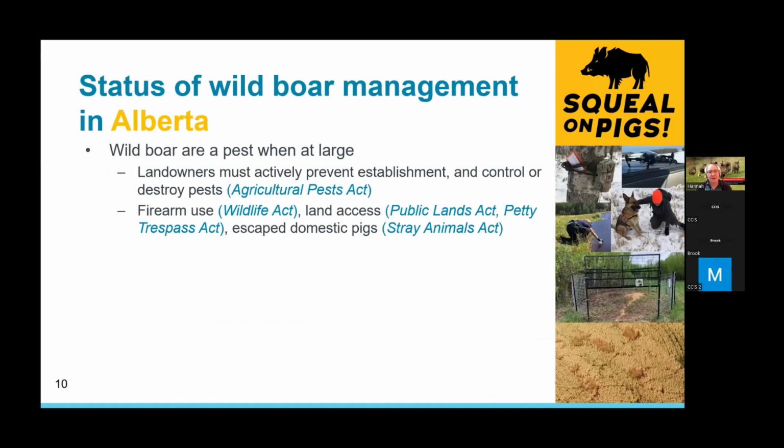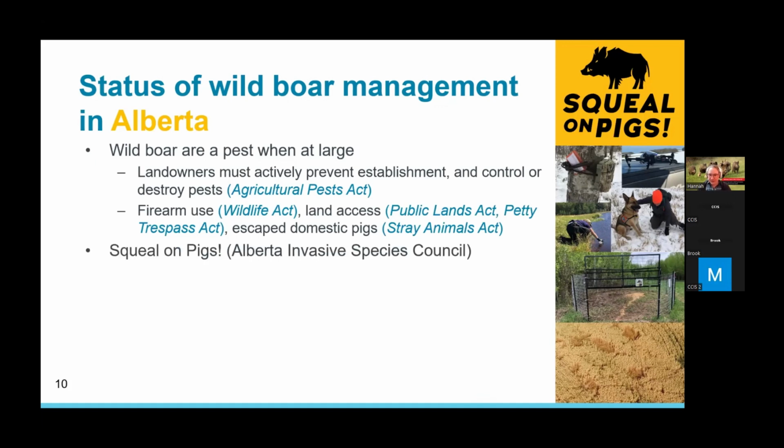So in terms of the status of wild boar management in Alberta right now, they're designated as a pest, which means landowners have to prevent the establishment and control them. This does mean, because they're not wildlife, that it is legal to hunt wild boar anywhere in the province, and there's no license or season required. But people do have to follow rules about firearm use under the Wildlife Act and, of course, get permission to access land. And then I also wanted to highlight that in Alberta, escaped domestic pigs are not pests, they're stray animals. And so under the Stray Animals Act, they are captured under that. So you're not able to shoot escaped domestic pigs.